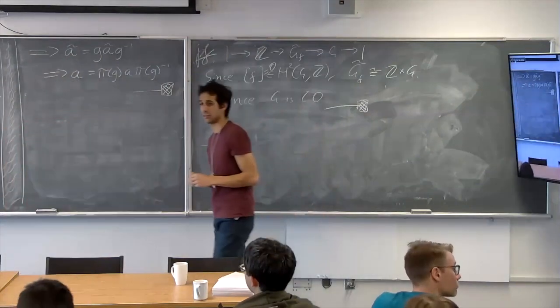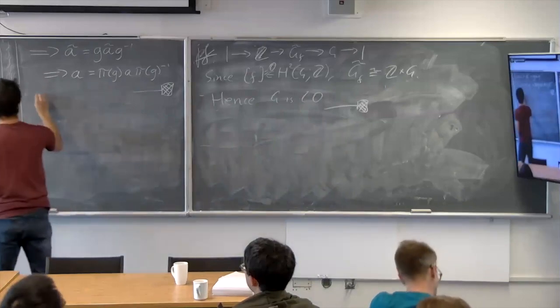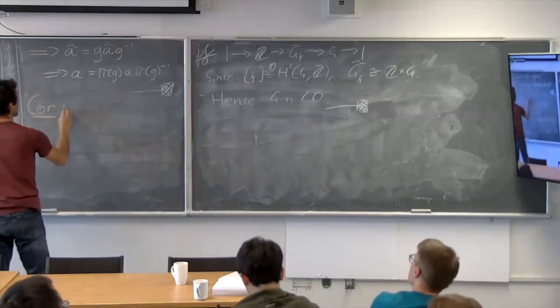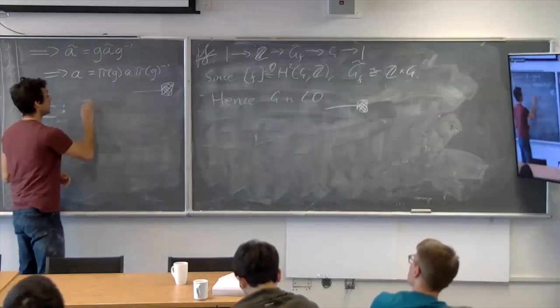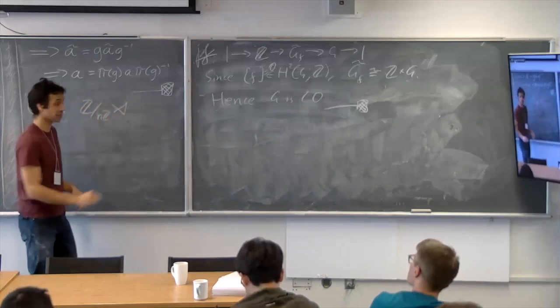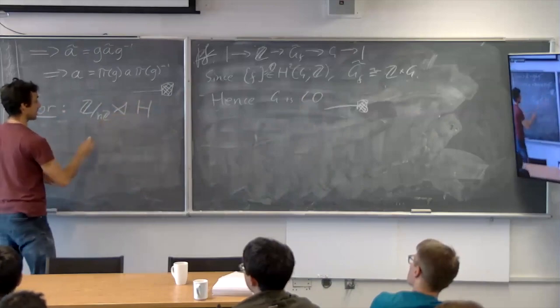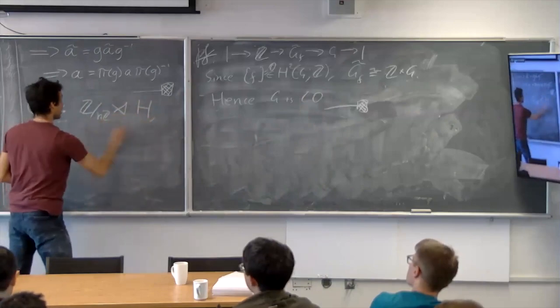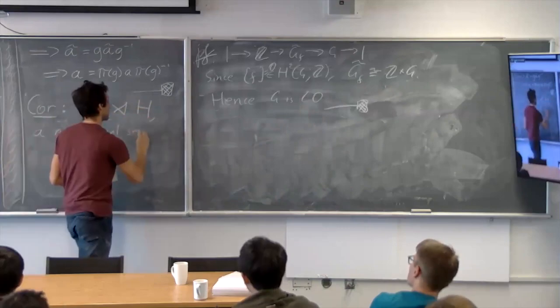Thank you. So we have the following corollary. Any group of the form Z mod NZ with a non-trivial semi-direct product. Any group that looks like this, a non-trivial semi-direct product.